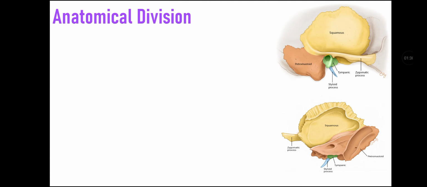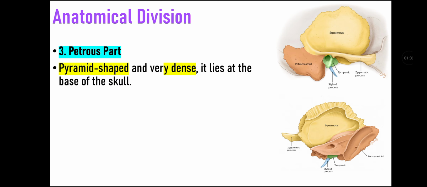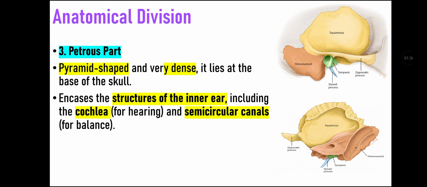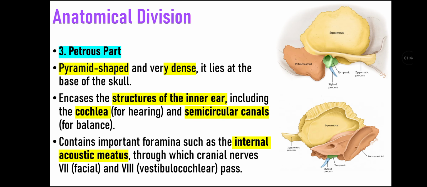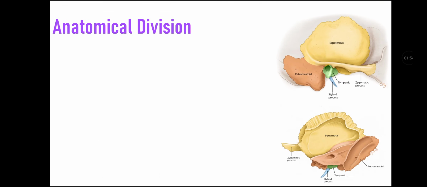Next anatomical part of temporal bone is petrous part that is a pyramid shape and very dense. It lies at the base of skull. It encases structures of the inner ear including the cochlea that is for hearing and semicircular canal that is for balance. It contains important foramina such as internal acoustic meatus through which cranial nerves 7 and 8 pass, that is facial nerve and vestibulocochlear nerve.